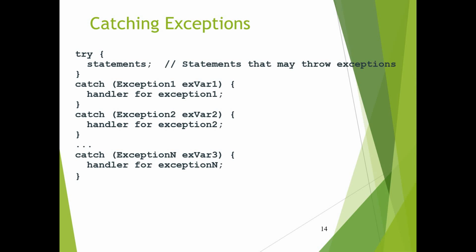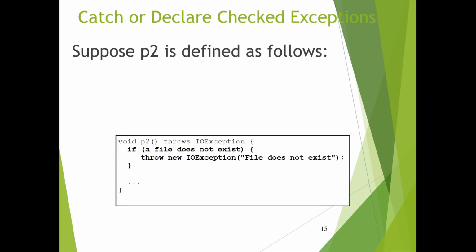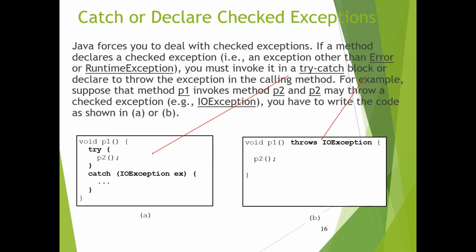Catching the exceptions: here we have three different catch statements, and the statement may throw any type of exception. It can be an array index out of bounds, an ArithmeticException, or some other type. Whichever catch statement matches is going to be executed. P2 is like a file that does not exist, so it throws a new IOException if the file doesn't exist.